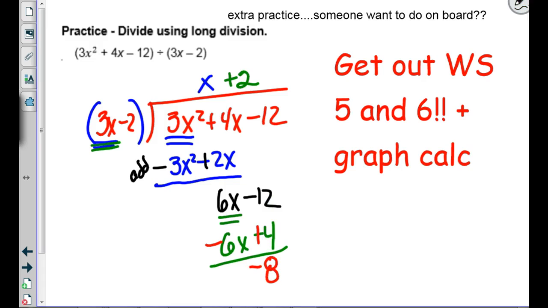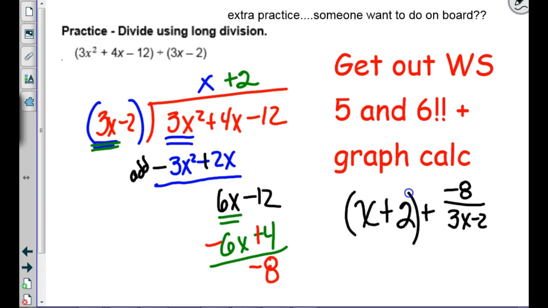Can anybody tell me how to write that answer as a fraction? So our answer was x plus 2, and we put the remainder over the divisor. Yes, no, that would be fine.